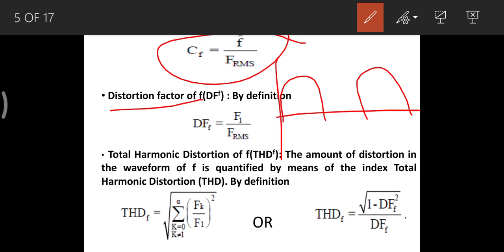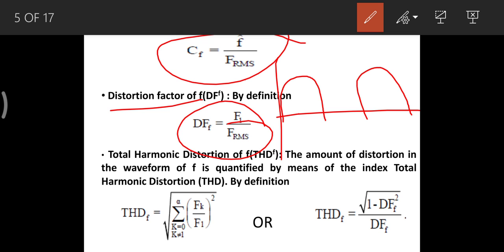It is expressed as F1 by F RMS. F1 means nothing but the fundamental element of the given function. F RMS is nothing but the RMS value of the given function. This is the formula for the distortion factor. So the fundamental component divided by the RMS value is considered as the distortion factor.